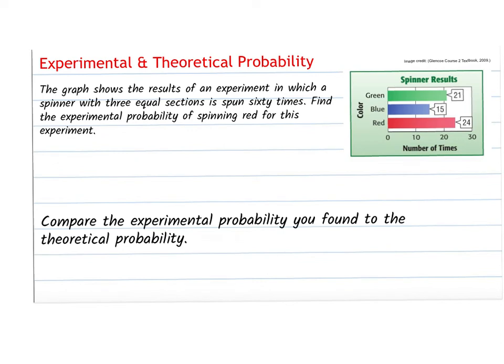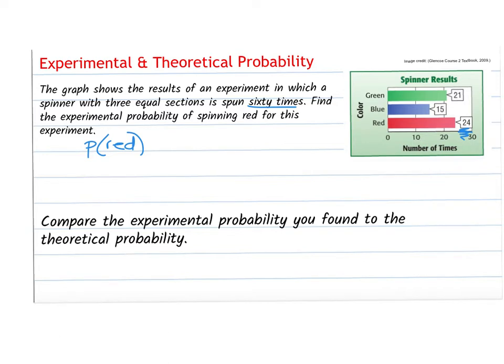The graph shows the results of an experiment in which a spinner with 3 equal sections is spun 60 times. Find the experimental probability of spinning red for this experiment. So we see that red was spun 24 times out of 60. So for the experimental probability of spinning red, notice we always write it with our P, and then in parentheses is the favorable outcome. Remember that word, what we're wanting to get.